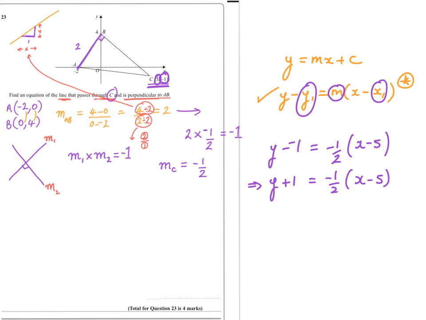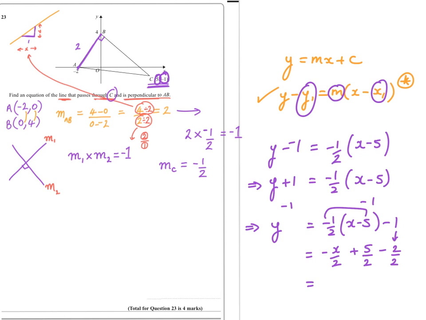Now we usually write in GCSE the y equals mx plus c form, so I'm going to take 1 from both sides. So I'm going to have y equals minus a half x minus 5, minus 1, and I'm just going to multiply out this bracket. So I'll have minus x over 2 plus 5 over 2, because a minus times a minus is a plus, minus 1, and I'm calling that 2 over 2 to get the denominators to match. So I'm just left with minus x over 2 plus 3 over 2, and that's y. So my equation of my line is y equals minus a half x plus 3 over 2.